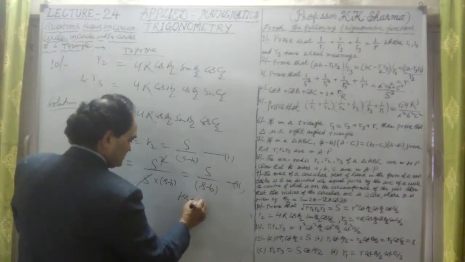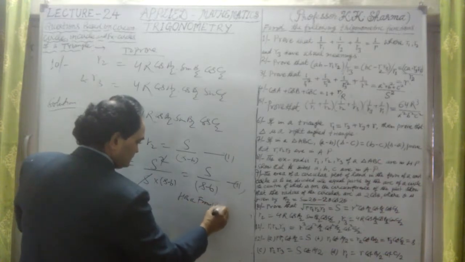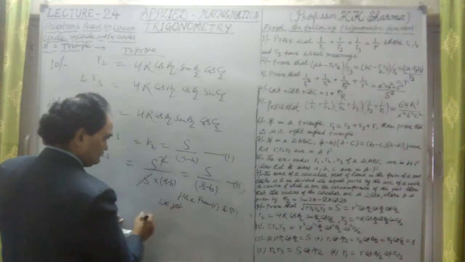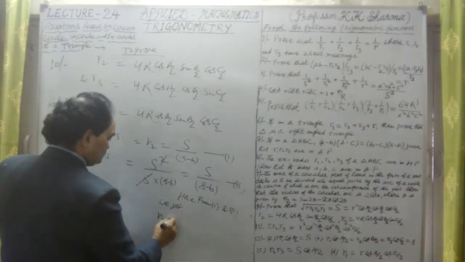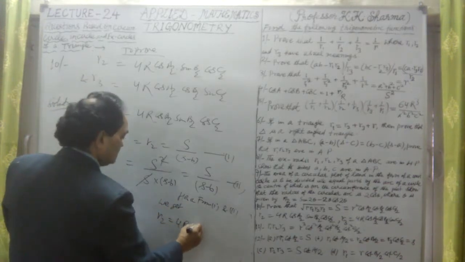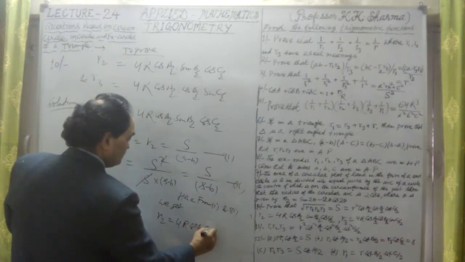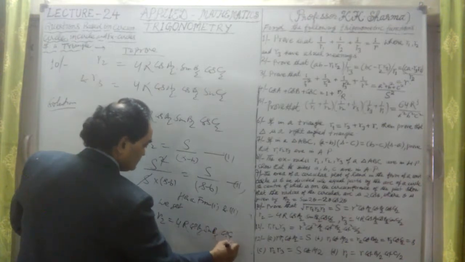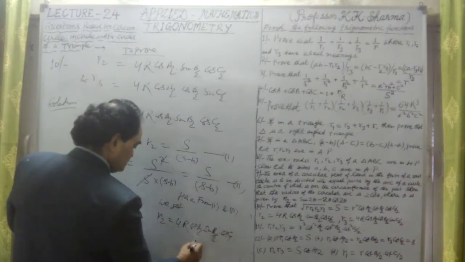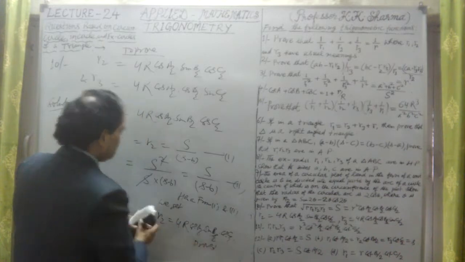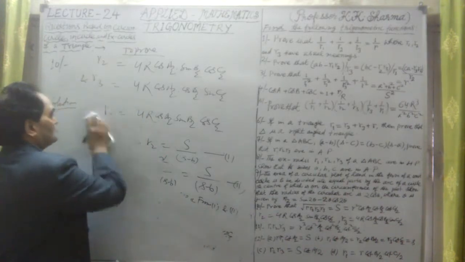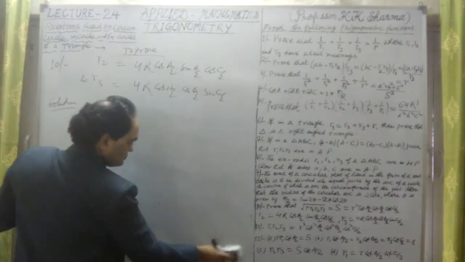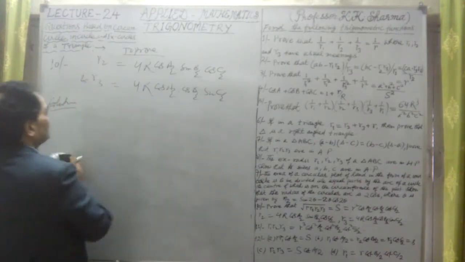Hence, from the first and the second we get R2 is equal to 4 into R into cos A by 2 into sin B by 2 into cos C by 2. Proved. Hence it is proved. This is the second part. R2 equal to this. Similarly, we can prove R3 equal to this. So let me take the third part of this.